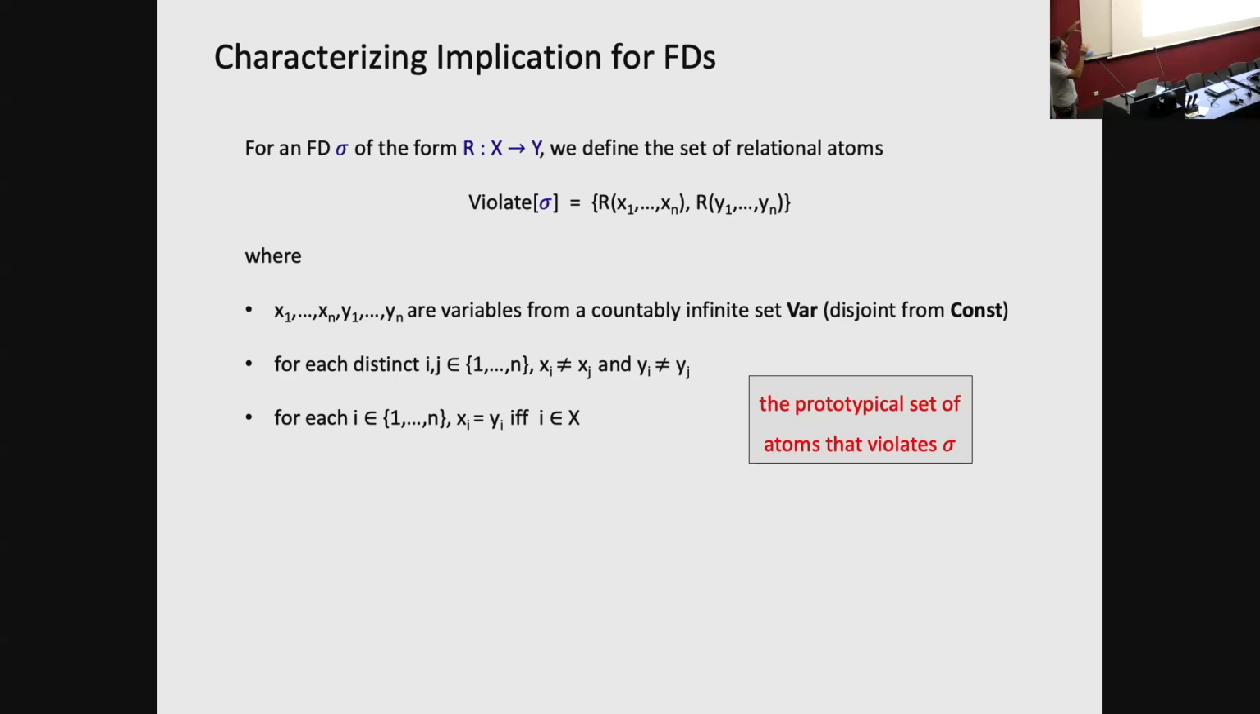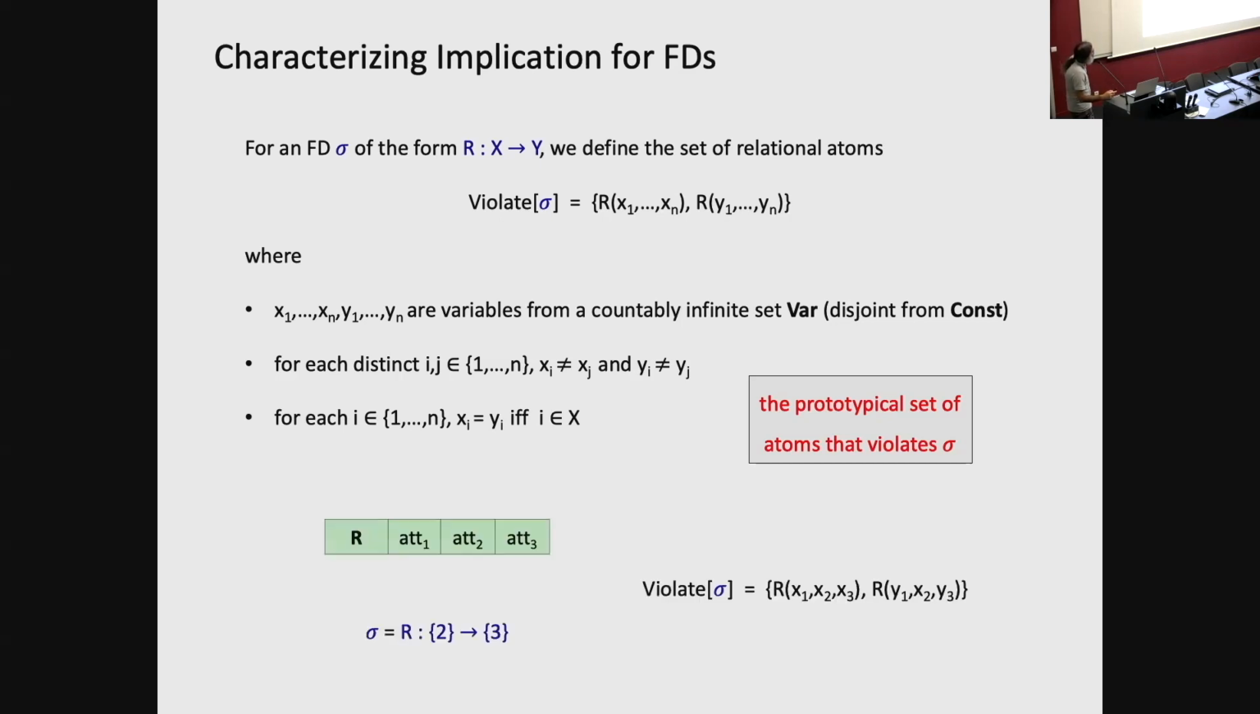So essentially this violate sigma does no more and no less than build a set of atoms that violates this functional dependency, right? So you can think of this as the representative of all the sets of atoms that violate your functional dependency. It is as general as it can be. Okay, so for example, in this simple case, this set will be precisely what we see here. I only use the same variable at position 2. So x2 and x2, all the other variables are different.